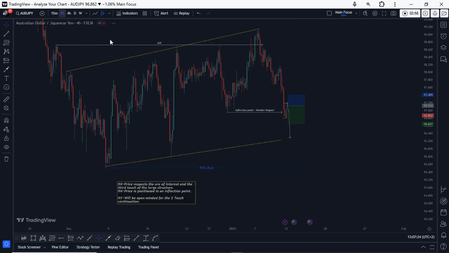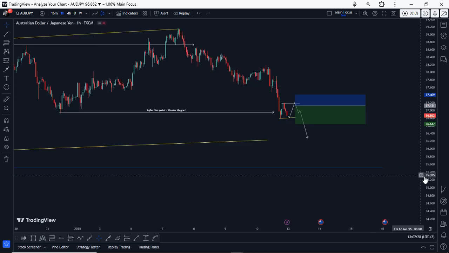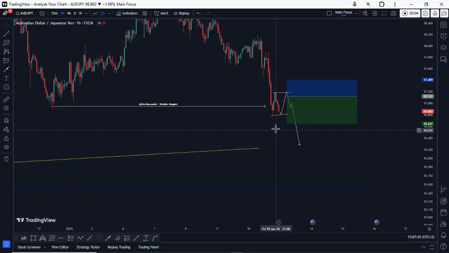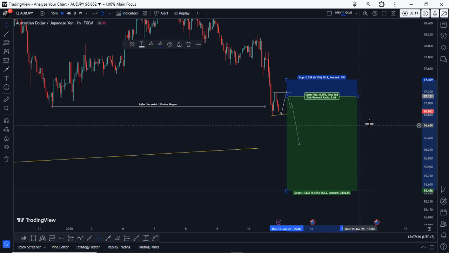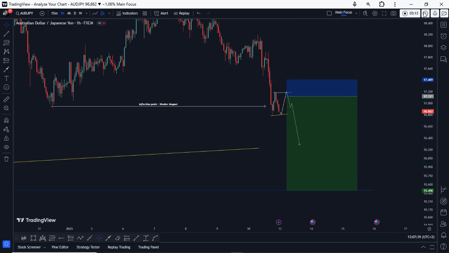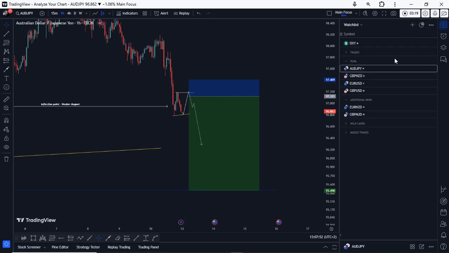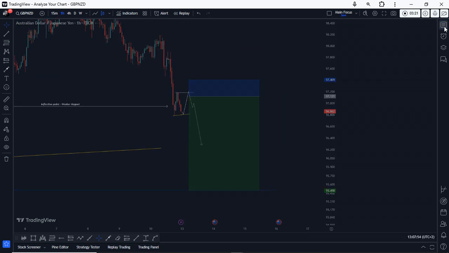I'll be looking for a two touch right here and be open to taking a risk entry if the price action allows, which could be about 5% great rewards. I'll be open for a risk entry right there. Okay, let's look into the second pair, which will be our pound NZD.